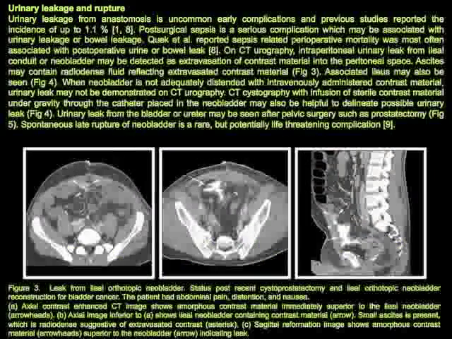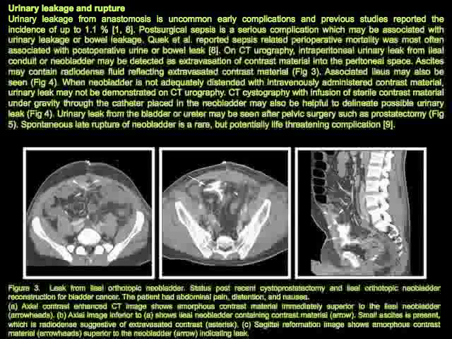Next case. Here's a good example of being able to see leakage. And in this case, you're seeing leakage from the anastomosis. It's a not uncommon early complication. Sometimes this will need to be drained. This is a patient where the leak was from an ileal orthotopic neobladder.